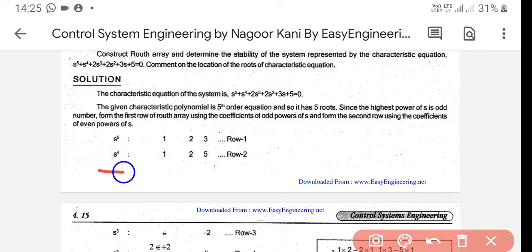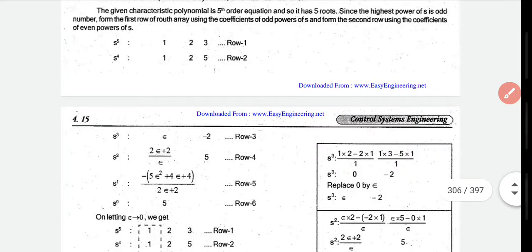Similarly, for even powers of s, that is s^4, what are the coefficients? 1, the s^2 coefficient is 2, and 5, which is 5 times s^0. So the coefficients are 1, 2, 5. That is nothing but row 2. Okay, now based upon row 1 and row 2, you are framing the s^3 coefficients.